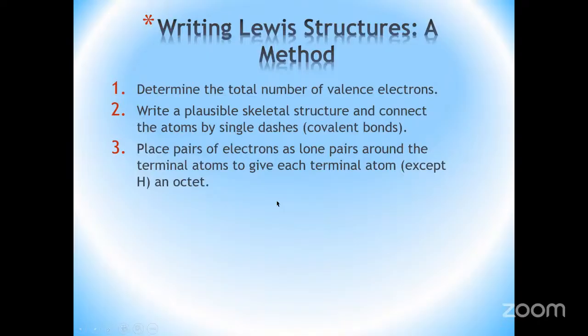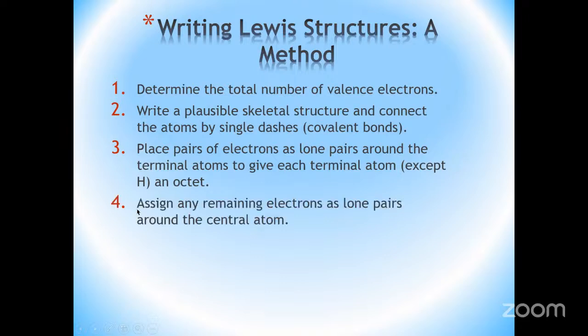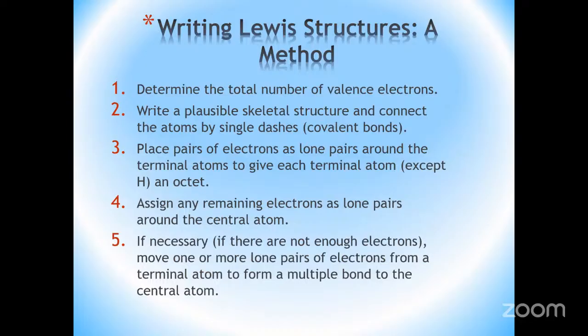Step number 3, place pairs of electrons as lone pairs around the terminal atoms to give each terminal atom an octet, with the exception of hydrogen. Again, because hydrogen cannot have more than 2 electrons on its outer shell. The fourth step is that you assign any remaining electrons as lone pairs around the central atom. And then the fifth step is, if necessary, move one or more lone pairs of electrons from a terminal atom to form a multiple bond to the central atom. I'm going to say some more things about step number 5 because that itself involves a couple of steps which I need to go through with you guys.